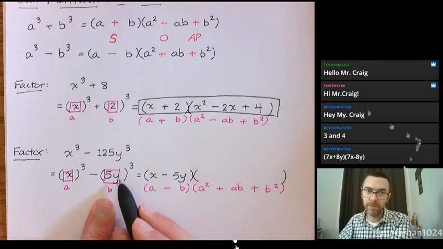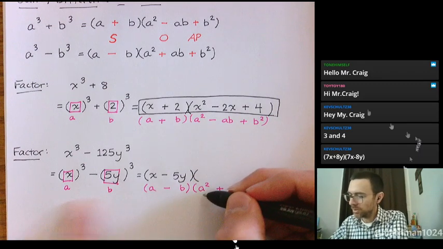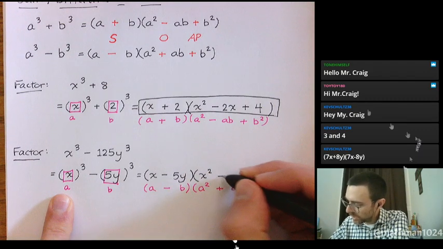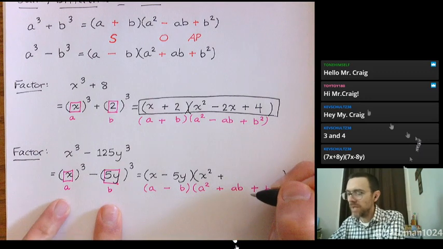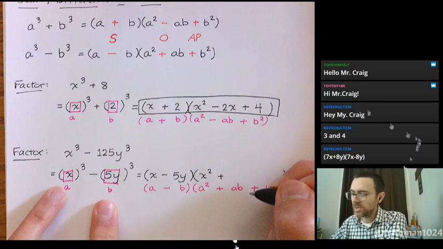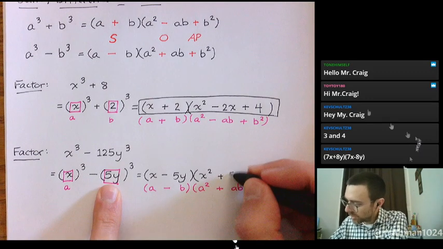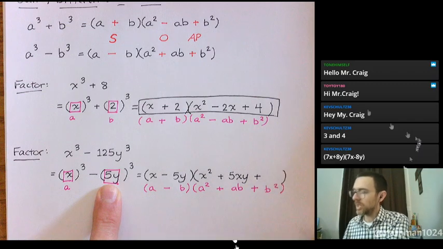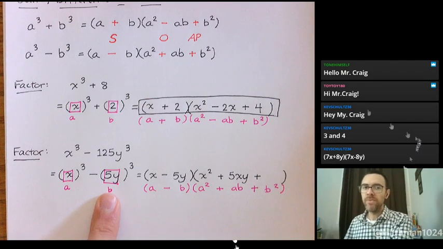Don't forget about the y. A squared. So if I square x, I get x squared. Plus is plus. The product of a and b. So the product of x and 5y, the coefficient is 5, and you put the variables next to each other as xy. Plus. All right. You've got to square 5y.